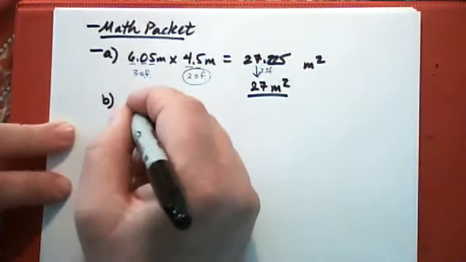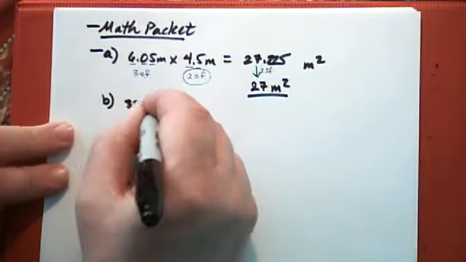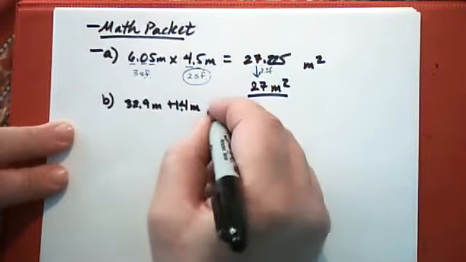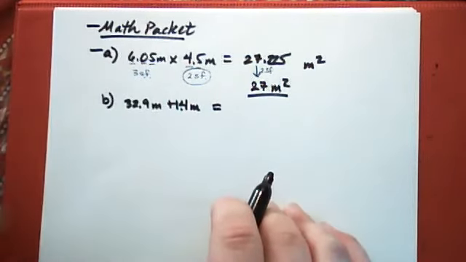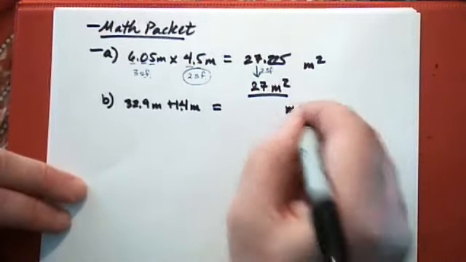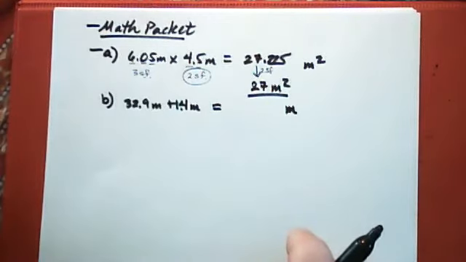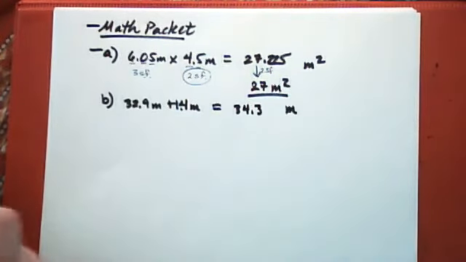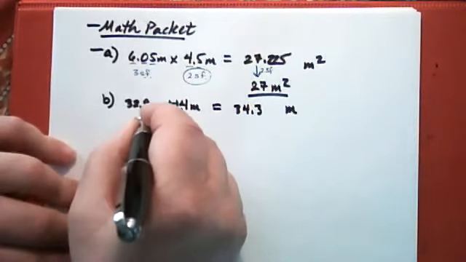Down below, we have another one, which is 32.9 meters plus 1.4 meters. Now remember, when you add numbers with units, the units have to be the same, and that means the units of your answers will be the same. So 32.9 plus 1.4 comes out to 34.3. Remember, in addition and subtraction, though, it's not the total number of significant figures we're concerned about. It's the number of decimal spaces.